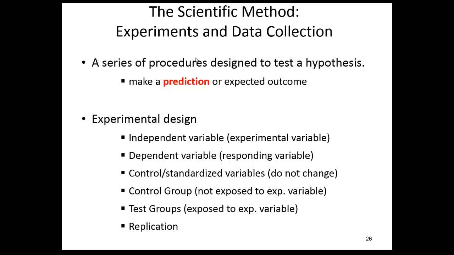So the first part of the scientific method is designing your hypothesis, which is a prediction or an if-then statement. An example would be, if a student studies more than 5 hours a week, then their course grade will be higher than a C. That would be an example of a hypothesis. It's not a question, it's a prediction, it's a statement.